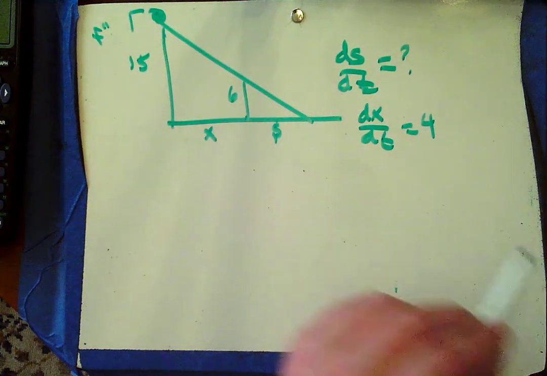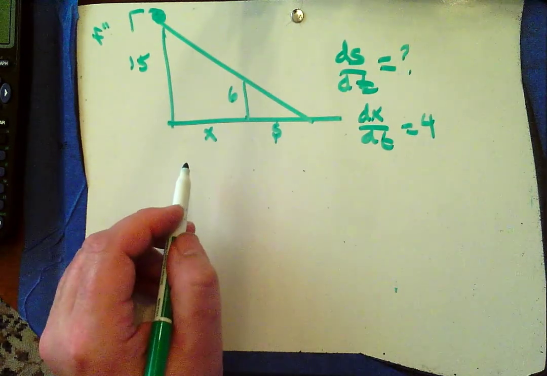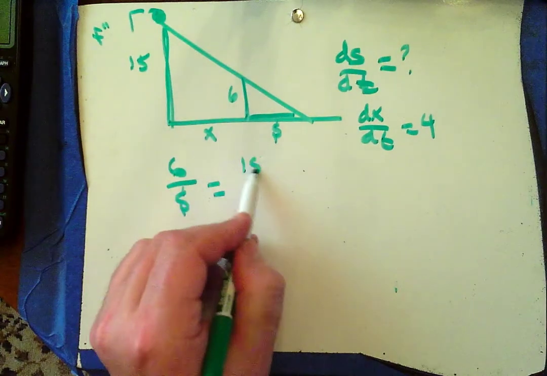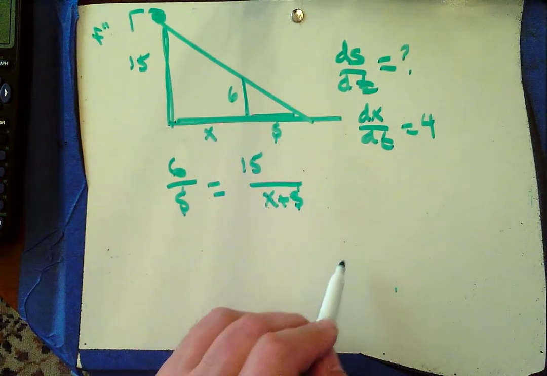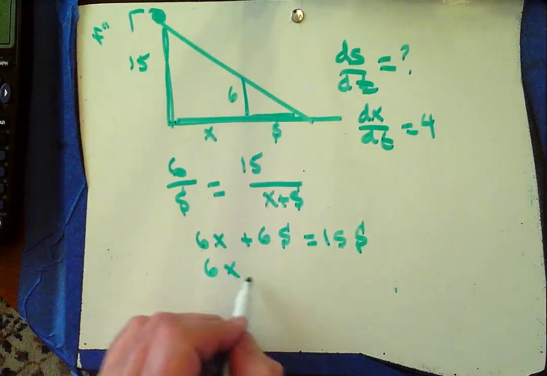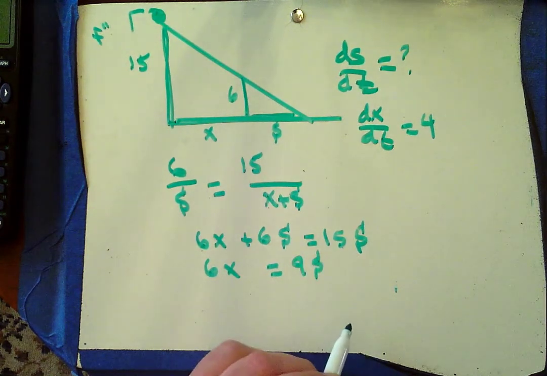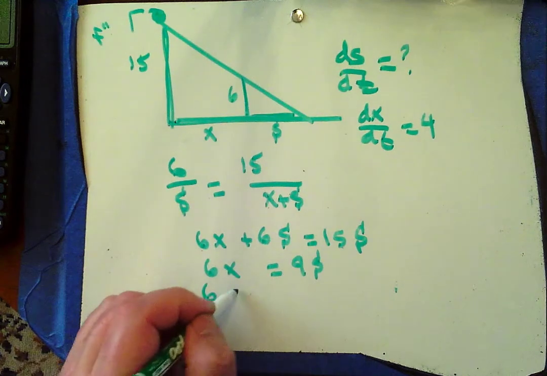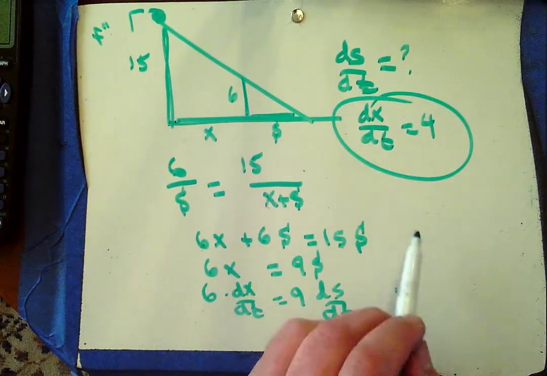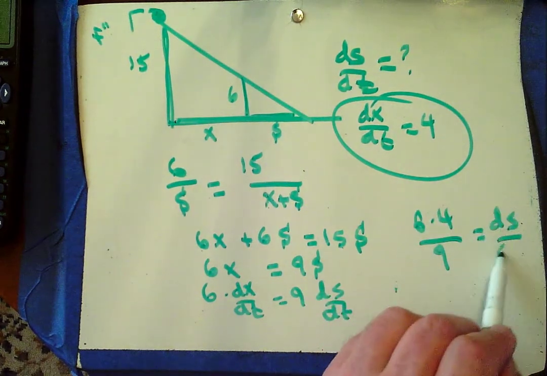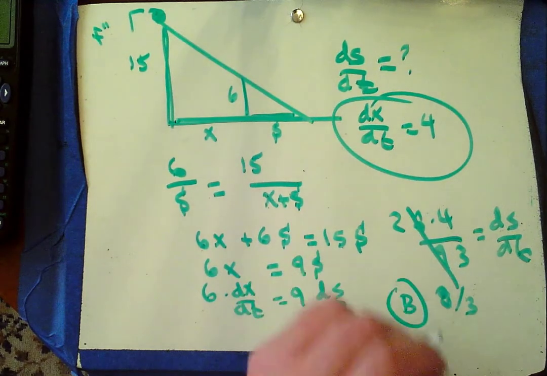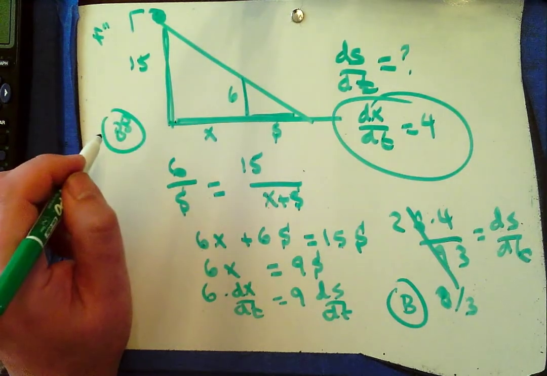Alright, so can we write an equation that relates these things? Yes, we said shadow problems were usually similar triangles, so we're going to write a proportion. This is to this, as this is to all of this. So let's cross multiply and get 6x plus 6s equals 15s, or 6x equals 9s. Now let's take the derivative of both sides with respect to time. 6 dx dt equals 9 ds dt. We know dx dt is 4, so 6 times 4 divided by 9 equals ds dt. These cancel, 2, 3, and I get 8/3. 8/3 is 2 2/3, and that's choice B. B for number 88.